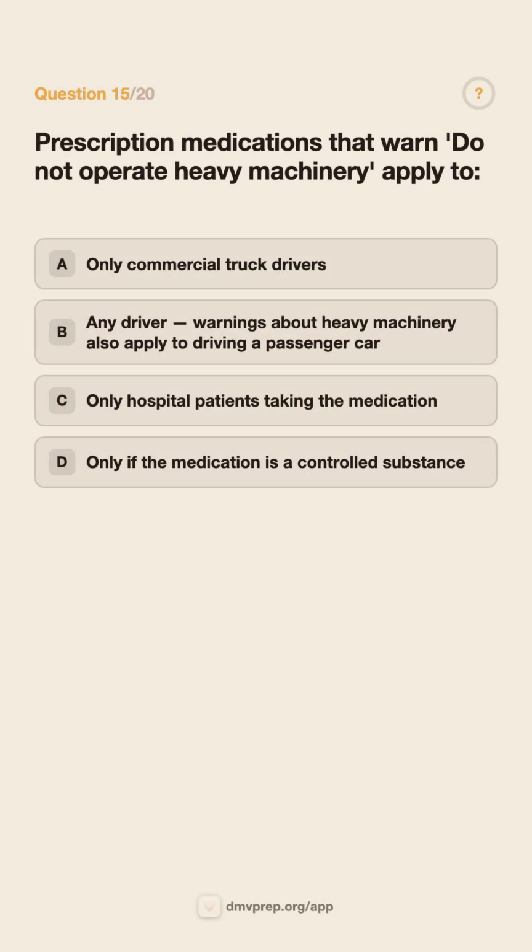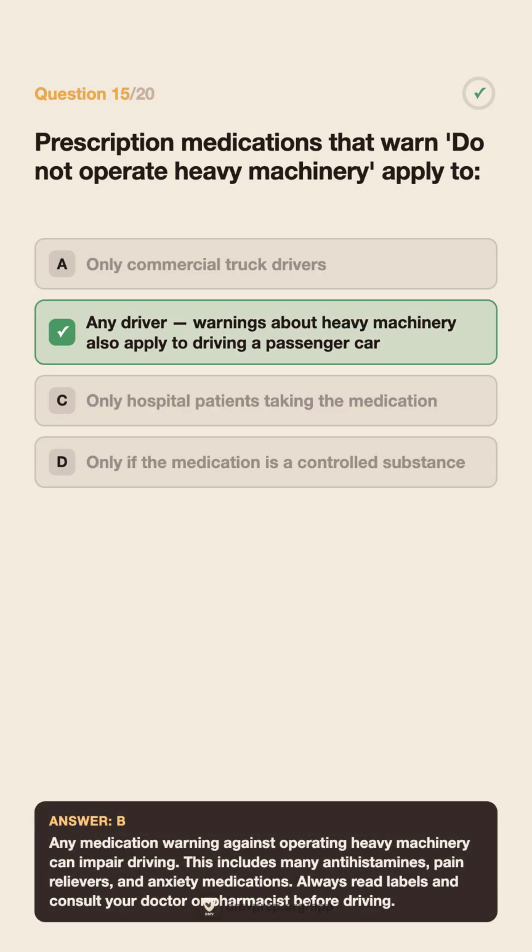Question 15. Prescription medications that warn do not operate heavy machinery apply to A. Only commercial truck drivers. B. Any driver. Warnings about heavy machinery also apply to driving a passenger car. C. Only hospital patients taking the medication. D. Only if the medication is a controlled substance.